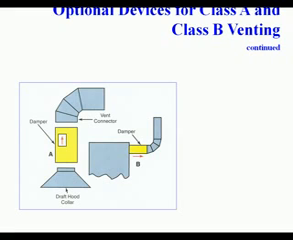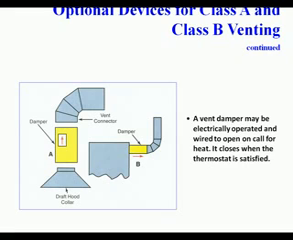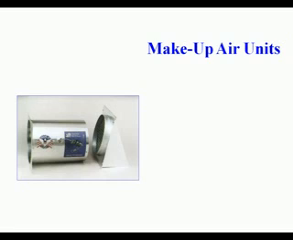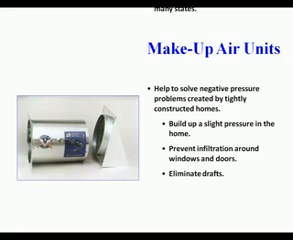When you install a Class A and B venting, you can use a bimetal damper that can be installed in the flue outlet opening. It must be thermally operated and it requires no switches or motors. The damper may also be electronically operated and wired to open on a call for heat. It closes when the thermostat is satisfied. This is to prevent backdraft into the house.